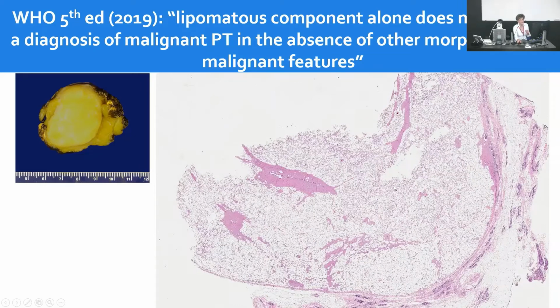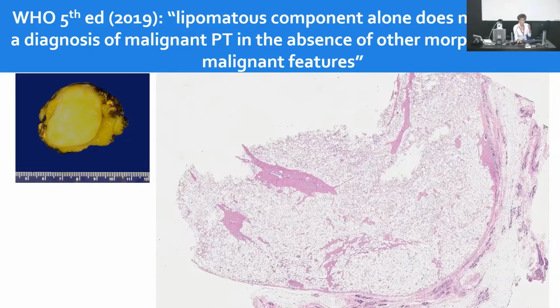For example, this case from our institution was initially called, many years ago, malignant Phyllodes tumor. We look at it today. This is the girl's photo. Here is the histology. It's all looking very bland fat, but clearly with a nodular mass with elongated ducts. This is not a malignant Phyllodes tumor according to the WHO today. And that is an important point.